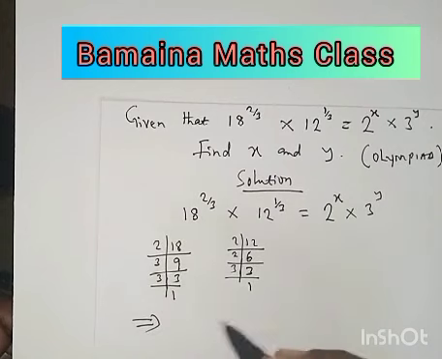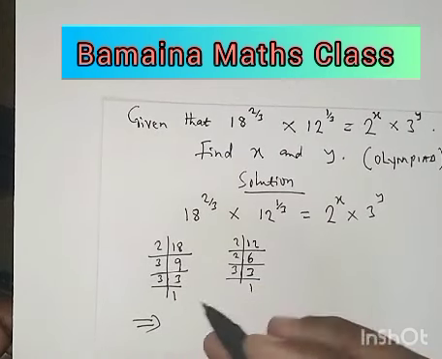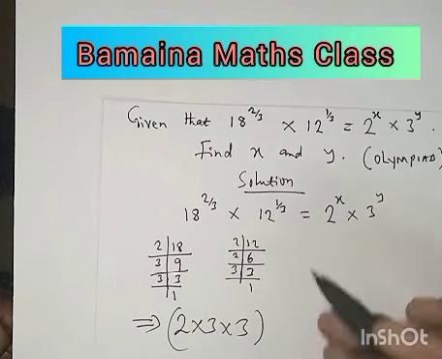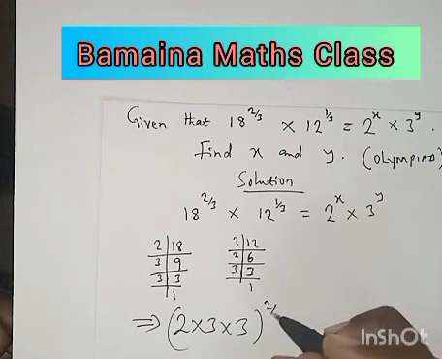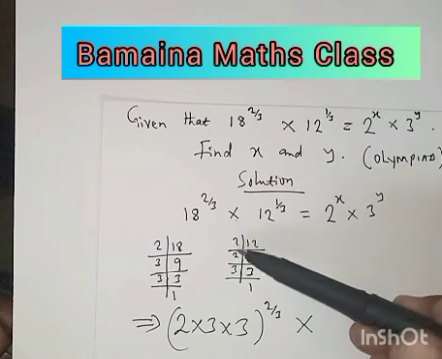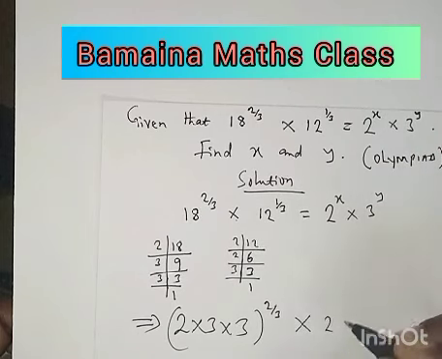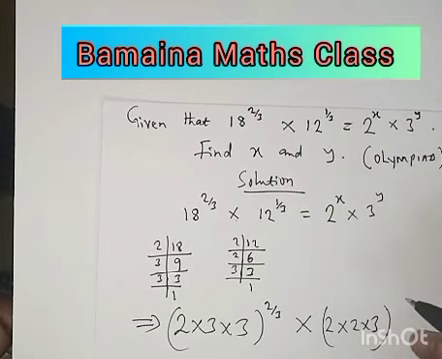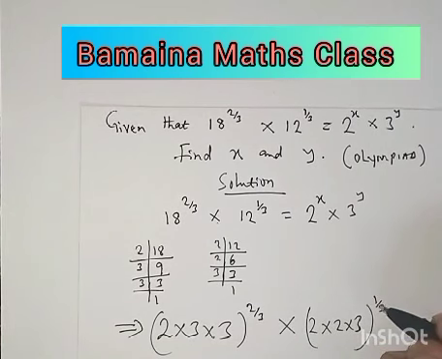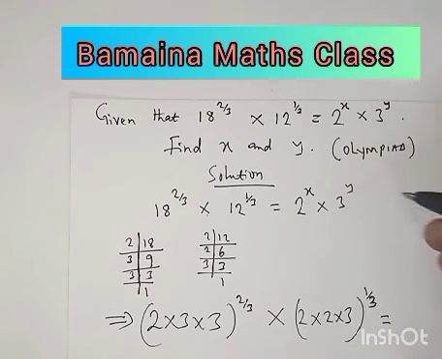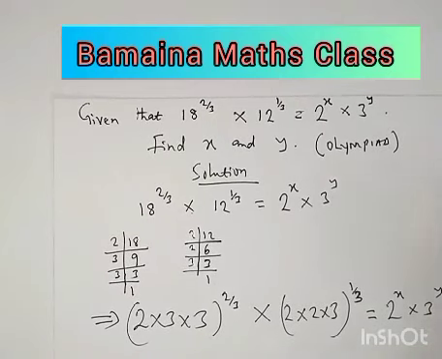So now, instead of 18, we have 2 times 3 times 3, everything power 2 over 3. Then multiply by this one. 12 is the same thing as 2 times 2 times 3, so we have 2 times 2 times 3, everything power 1 over 3, which is the same thing as 2 power x times 3 power y.